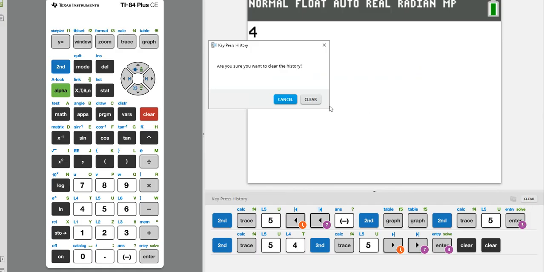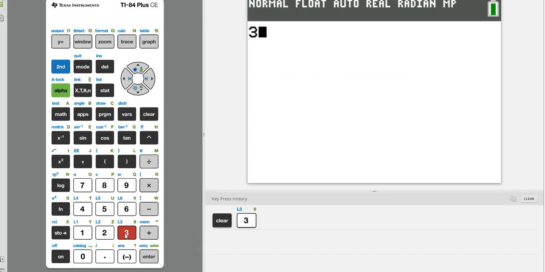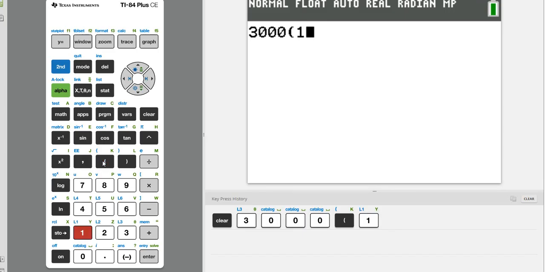The trick in doing this is just to type it in once without hitting the enter key. So I'll start with a 3,000 and a left parenthesis. Your calculator understands that if you write that number next to this, it's being multiplied, so you don't have to put a times in there.